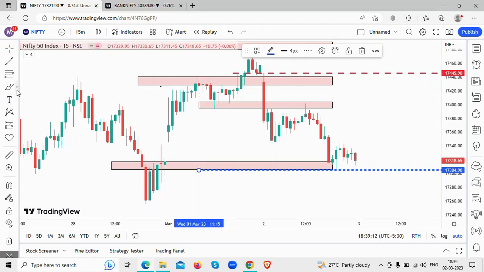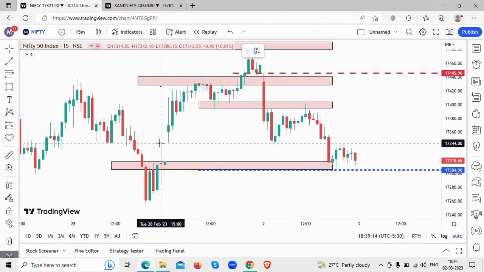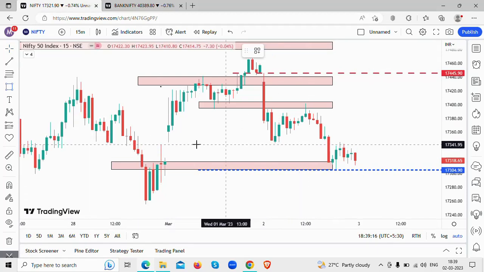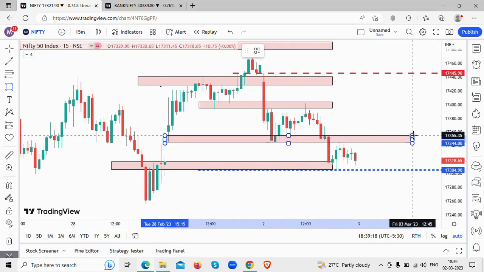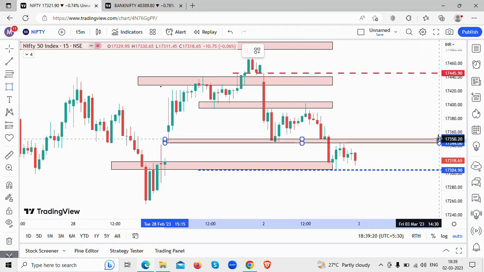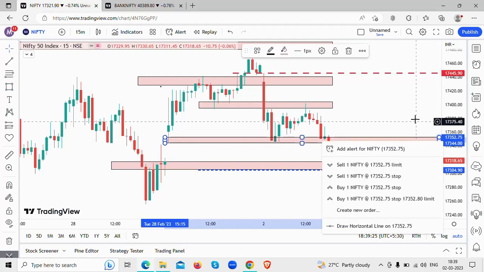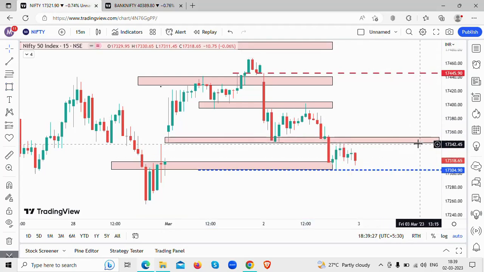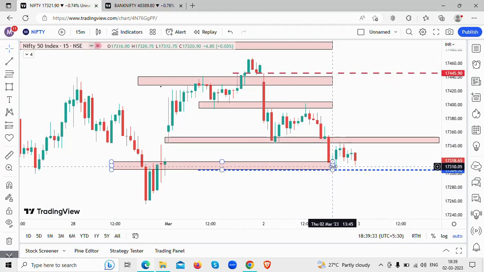We expect this low, which acted as a support in today's session but eventually broke, to now act as your resistance level, because the price is trading below this particular level. So what is that resistance level? 17,340 to 17,350 level.